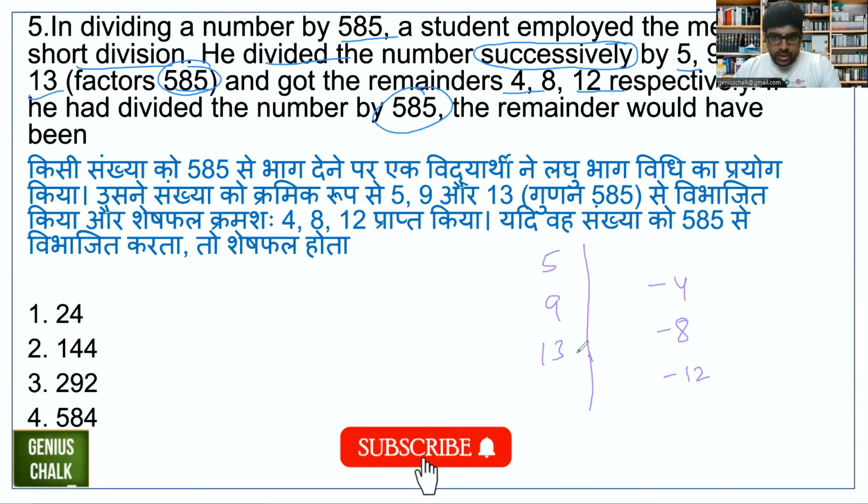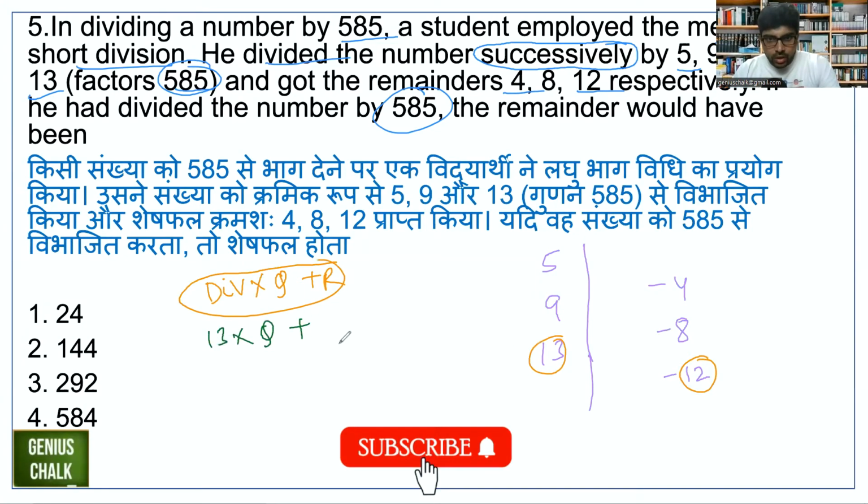And the basic rule is: this is the divisor, this is the remainder, and the dividend is divisor into quotient plus remainder. Now here, suppose you take any divisor. If you take 13, the quotient is not known, the remainder is 12, right? This is the remainder when you divide this number by 13.